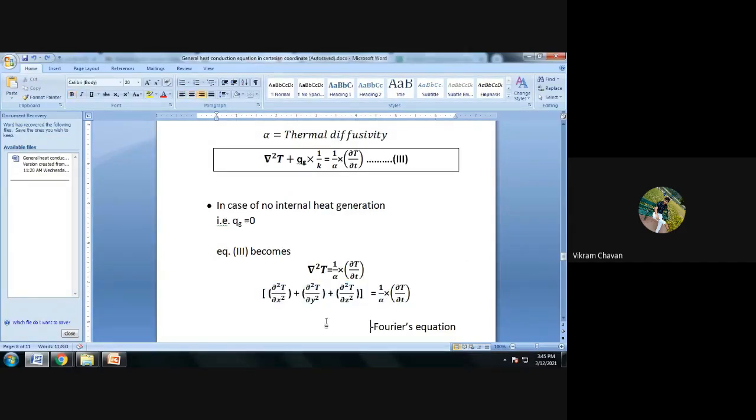That equation is called Fourier's equation. Remember this case: there is no internal heat generation. In that case we get Fourier's equation. Further, we can deduce this equation into Fourier's law.